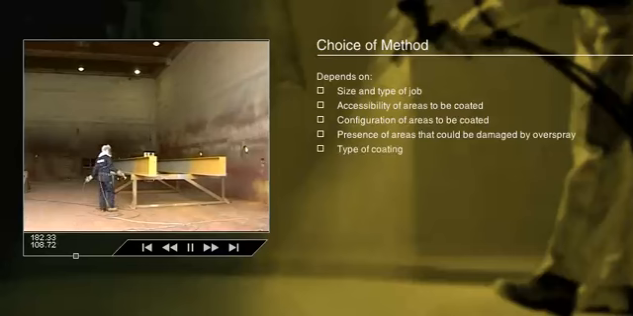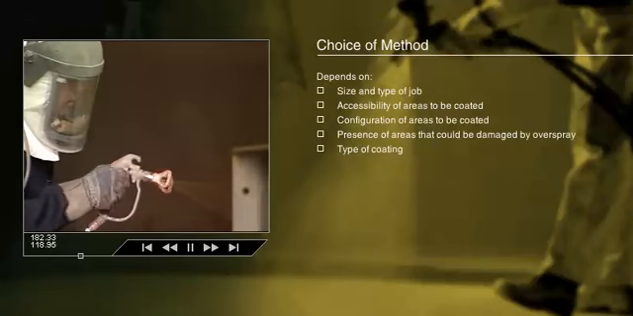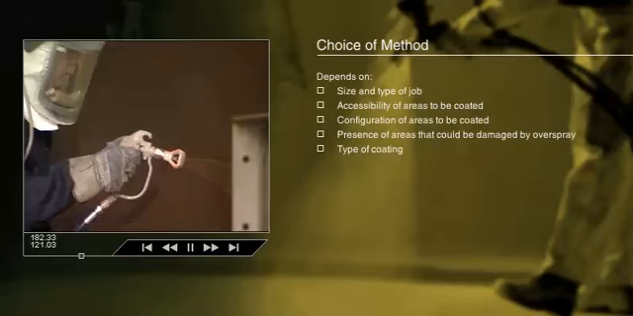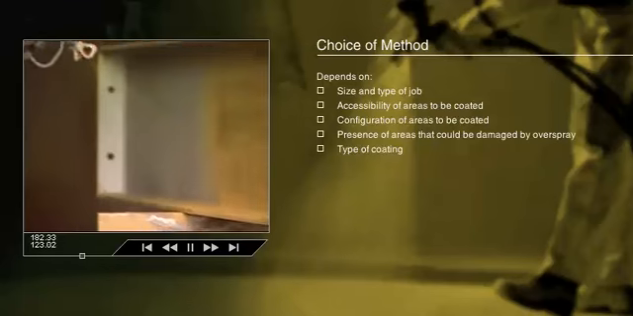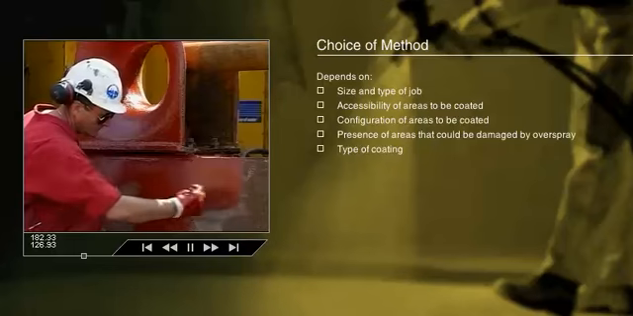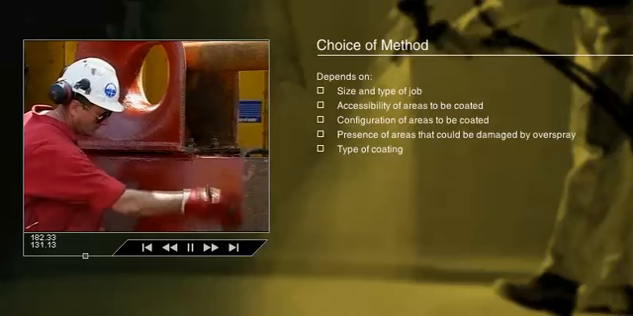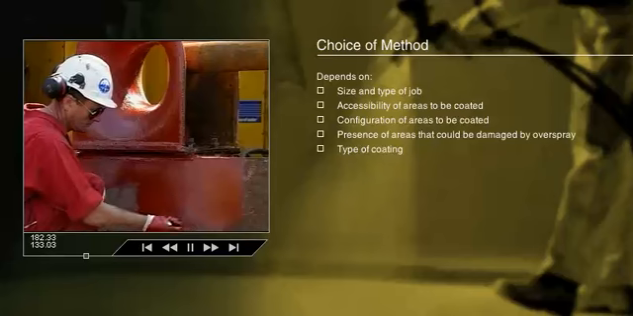Type of coating. Many modern coatings, particularly high solids, high build coatings, are designed for application by spray techniques. Brush or roller application is not recommended and should only be used when spray application is not possible or for small areas, such as repair areas.